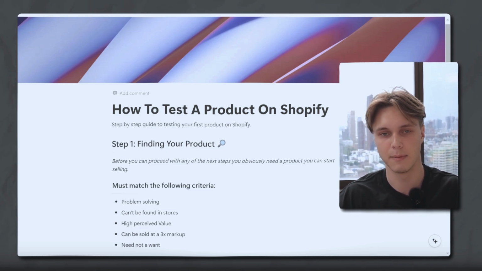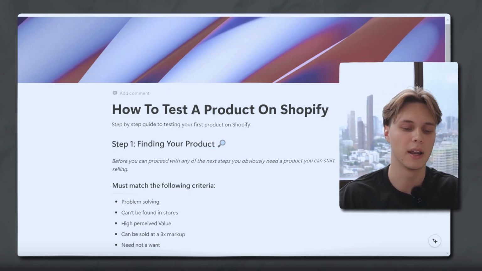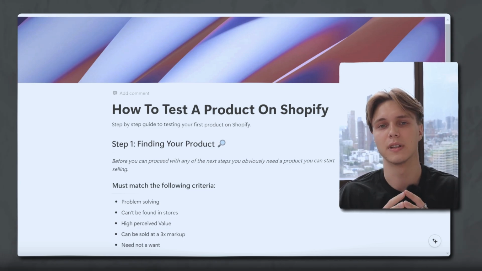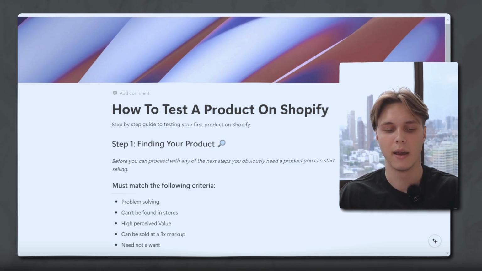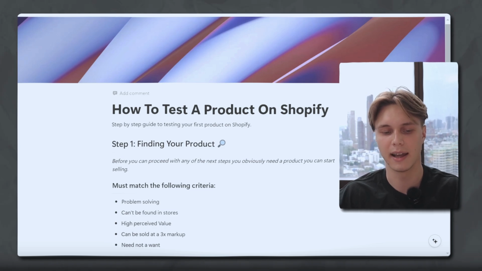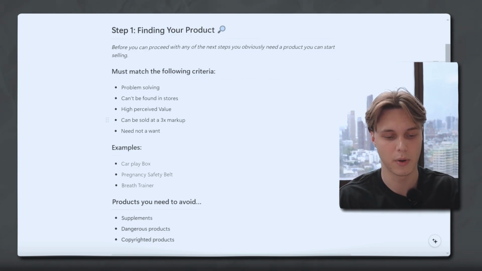Can't be found in stores, that's a big one. Make sure that your product can't be found in your local Walmart, your Target, any store. If somebody has seen that product before in person and knows they can just go to their nearest store and buy it, why the hell would they buy it from you? High perceived value. Make sure that your product has a high perceived value. Make sure it's a product that isn't seen as cheap or poorly made. So I typically like to go for products at the very minimum that are $40, and I'll sell product anywhere up to like $140. So yeah, high perceived value is what I look for.